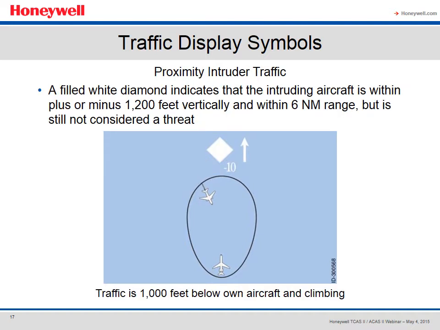A filled white diamond indicates the intruding traffic has become a proximity intruder. It's within plus or minus 1,200 feet vertically and within 6 nautical miles. However, still at this point, it's not considered a threat. The illustration shows traffic 1,000 feet below your aircraft and climbing.